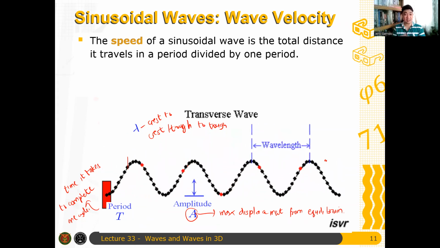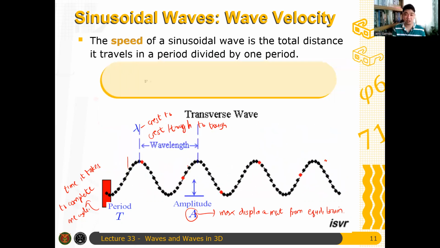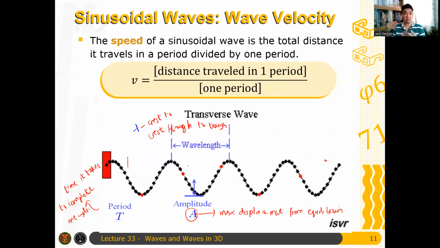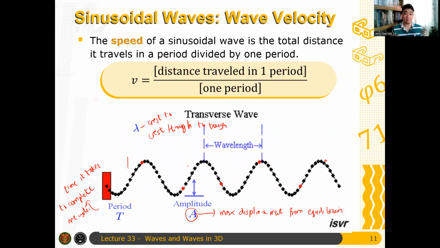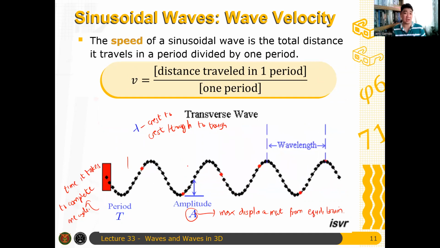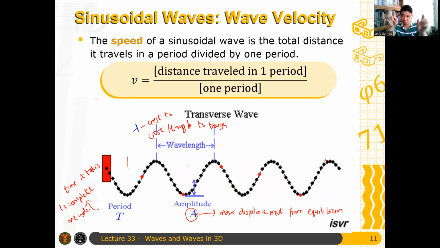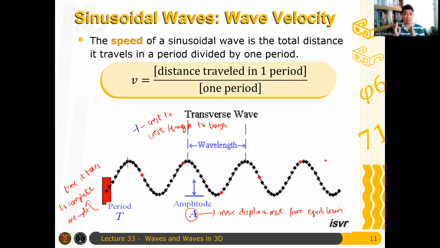Okay, so the speed of that sinusoidal wave is the total distance it travels in a period divided by one period. It looks like this. So v is the total distance divided by one period. Ngayon, that total distance traveled in one period is the wavelength. Di ba? Kung napansin nyo, kasi since one period is pumunta dito, papunta rito, it's one wavelength.